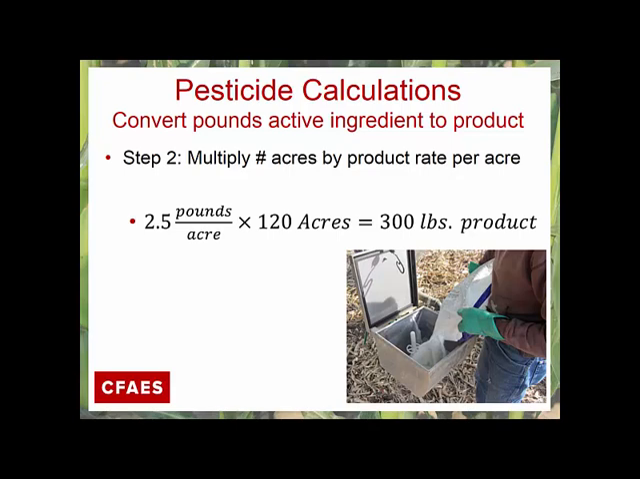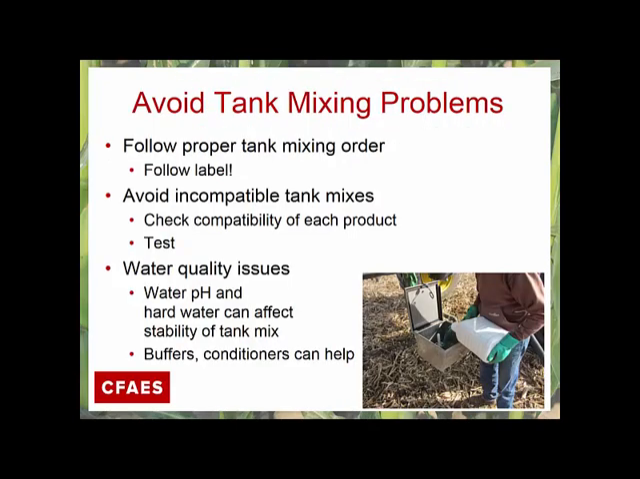Now, in this problem, we were going to treat 120 acres. Now we know the product rate, of course, and we multiply that by 120 acres. 2.5 pounds per acre times 120 acres is 300 pounds of product. Now we'll work on some more math problems when we go over the calculations worksheet at the end of this presentation.